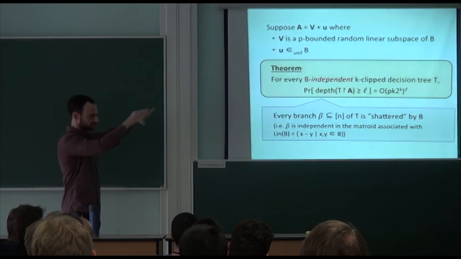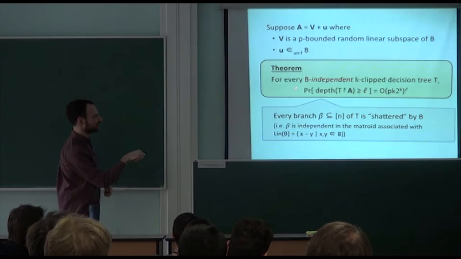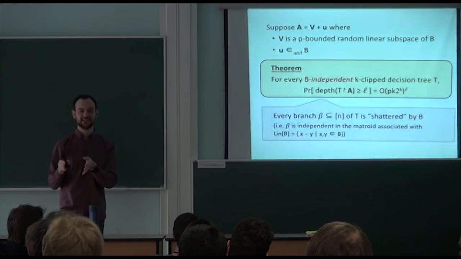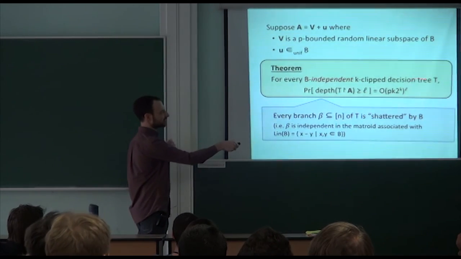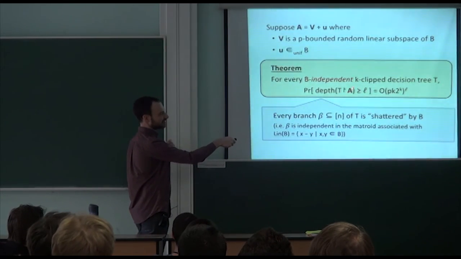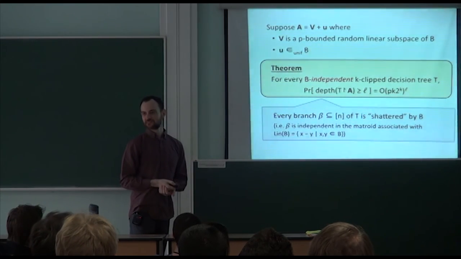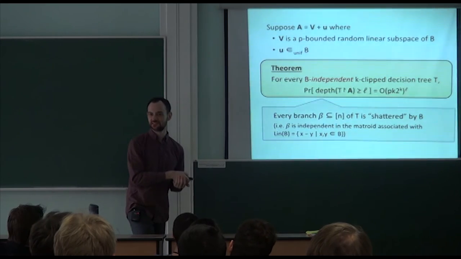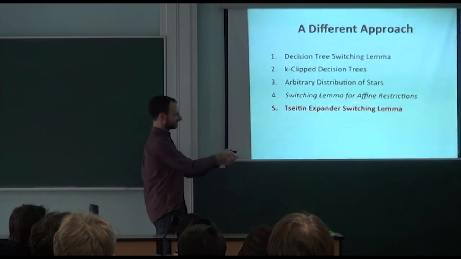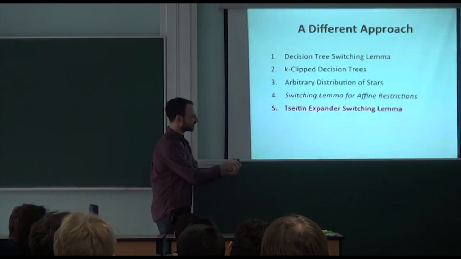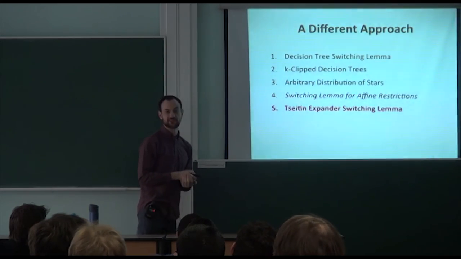So then that original decision tree would not be A independent with respect to that A. And one observation is that if I have a B independent decision tree T, after I hit it with any A here, what you get is an A independent decision tree. That's also a consequence of the definition. Okay, good. So that's the general form of this switching lemma for affine restrictions.